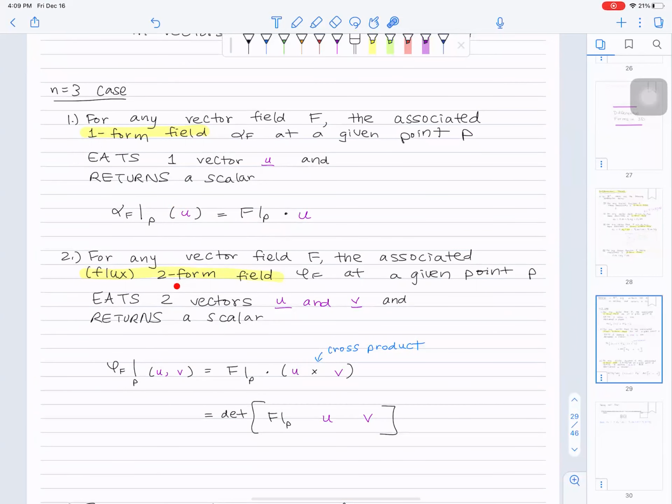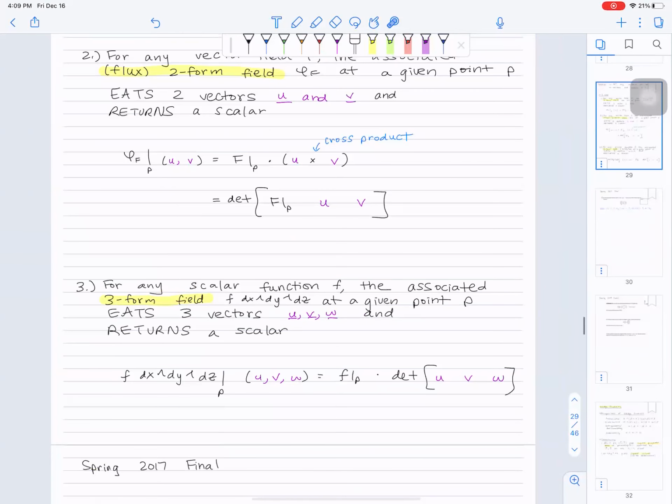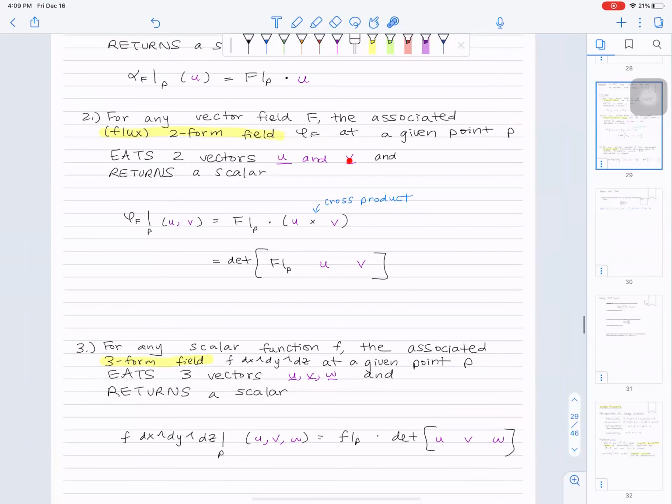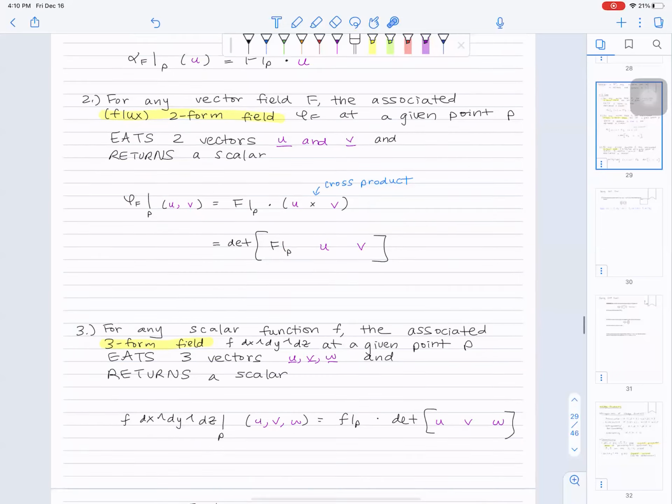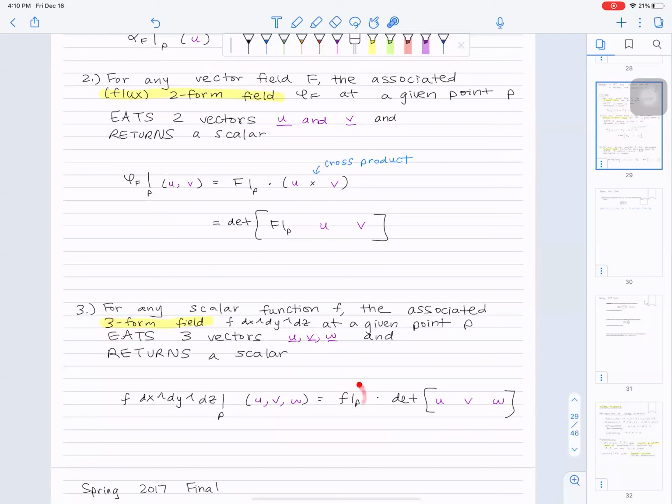If I have a two form field, I can eat two vectors and it still returns a scalar. A three form field would eat three vectors and it still spits out a scalar. So these forms are always eating in some number of vectors and returning a scalar. A two form eating two vectors is done by taking the determinant: you write your function evaluated at the point as the first column, and then write the other two vectors vertically. For a three form field, you have that same function evaluated at your point, but now because you have three vectors, you take the determinant of those three vectors.